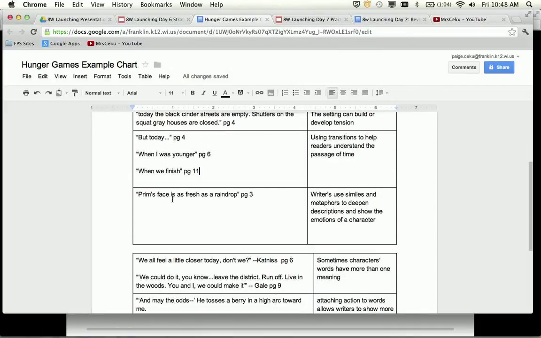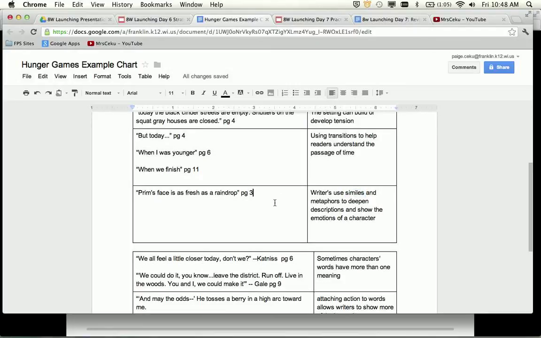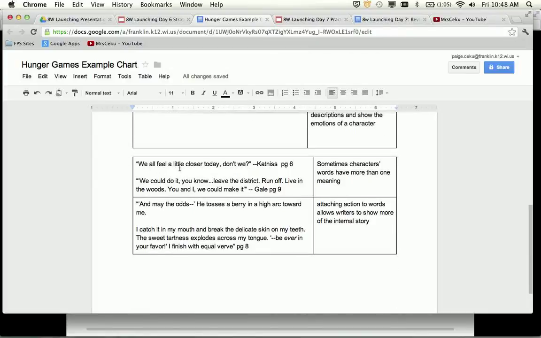Here we have, "Prim's face is as fresh as a raindrop." This word "as" helps us compare Prim's face to a raindrop. And that is when we use similes. Writers use similes and metaphors to deepen descriptions and show the emotions of a character. You compare something to something we already know, it makes it much easier to understand and to visualize. Here we have, "We all feel a little closer today, don't we," by Katniss. "And we could do it, you know, leave the district, run off, live in the woods. You and I, we could make it," Gale says.